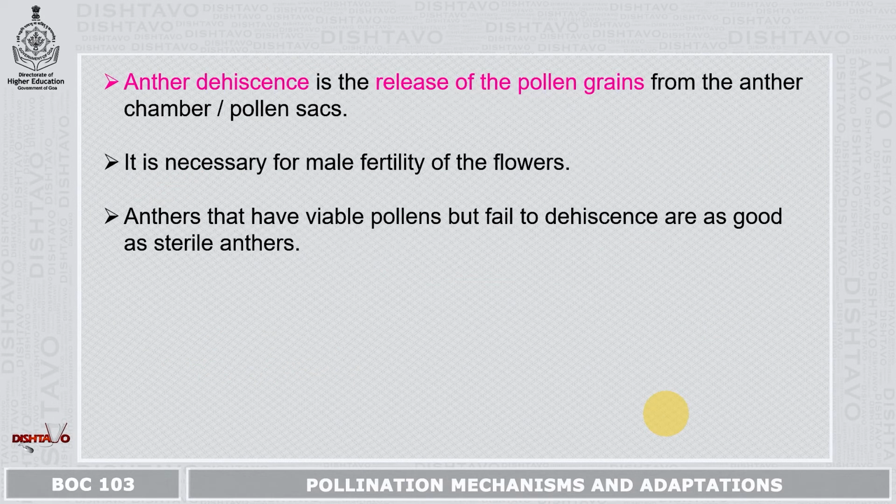Anther dehiscence is the release of the pollen grains from the anther chambers or the pollen sacs. It is necessary for male fertility of the flowers. Anthers that have viable pollen but fail to dehisce are as good as sterile anthers.